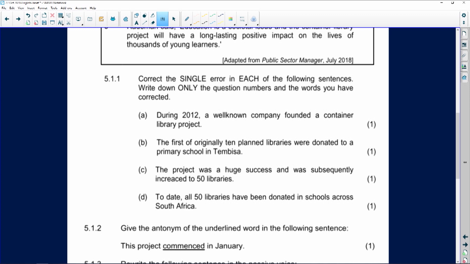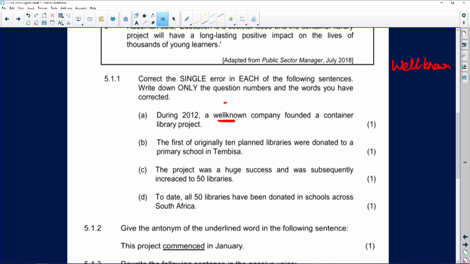You have to look for one mistake. So look at the first one. Tell me what you think. Nothing? Okay, you've got well known. Put a hyphen in there. So write well-known. Don't make a big space, but put in a hyphen. Look at the next one.